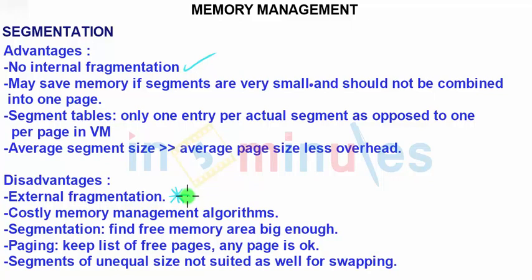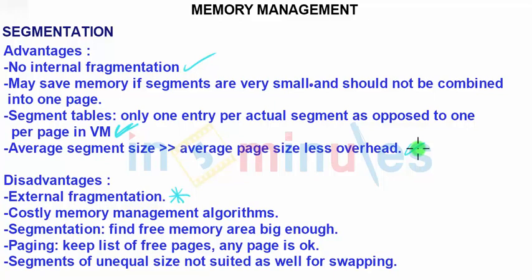Similarly, segmentation may save memory if and only if small things are combined with pages. We have segmented paging, which is a combination of segments along with paging. This is talking about the same thing. Another advantage is the small entry count. Your segmentation table is very small in size, because we have only a few entries. At the same time, the average size of a segment is much greater than the average size of a page. This does provide lesser overhead, but we also have to work with it.